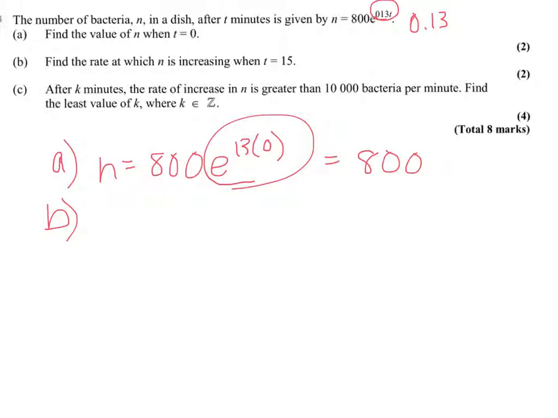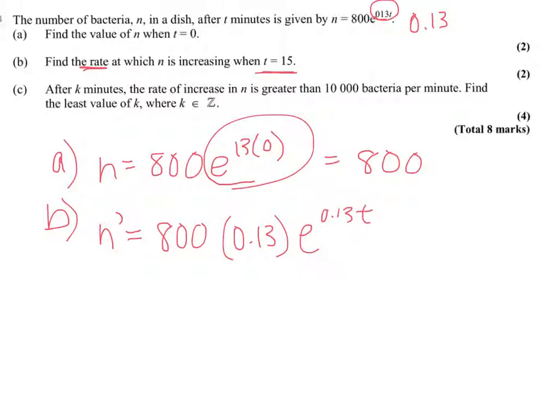It says find the rate at which n is increasing when t equals 15. So when it says we have to find the rate, that means we have to find the first derivative. So the first derivative of n is equal to 800 times 0.13 times e to the 0.13t. And since it says when t equals 15, we just plug in 15 for t. So after you work all this out, you get about 731.